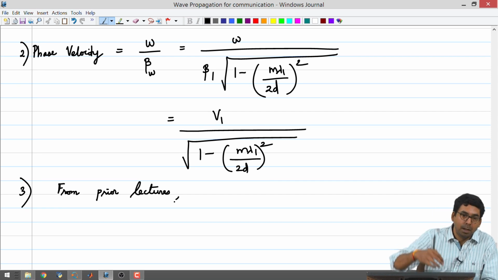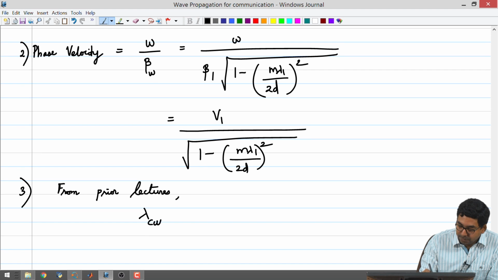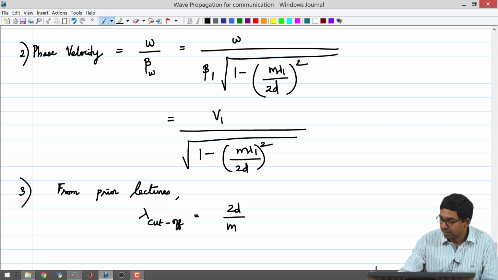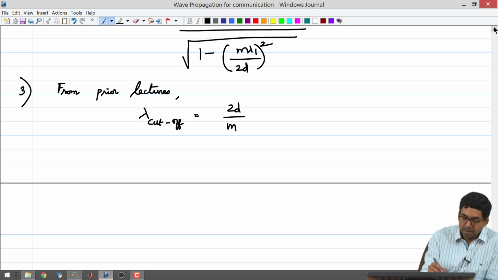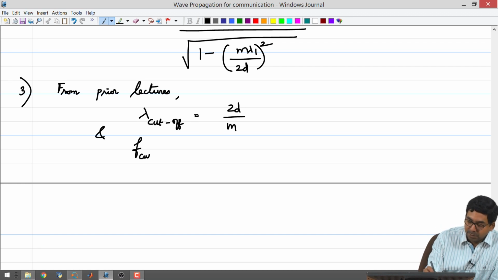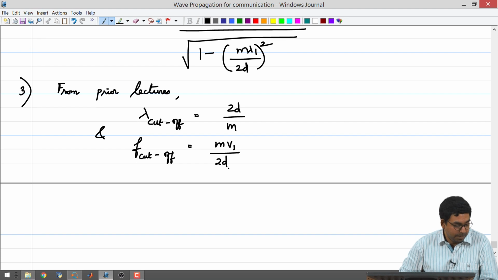Instead of copying, I have to scroll a lot of pages, so I'll just write down the expressions that we had. So I had lambda cutoff is 2D divided by m, and the expression that I had for the frequency is mv1 divided by 2D. So, for your wave to travel, you needed to have lambda less than lambda cutoff or frequency higher than cutoff frequency. This is what we have seen.